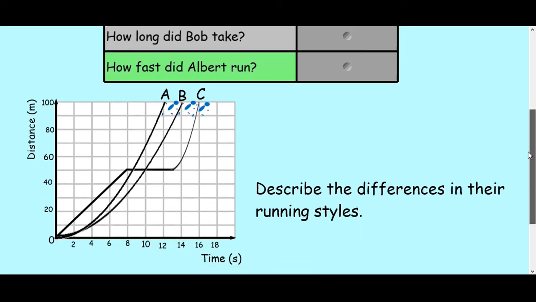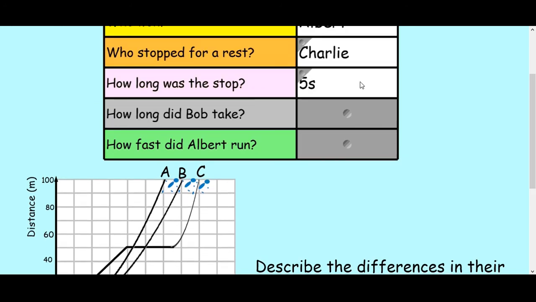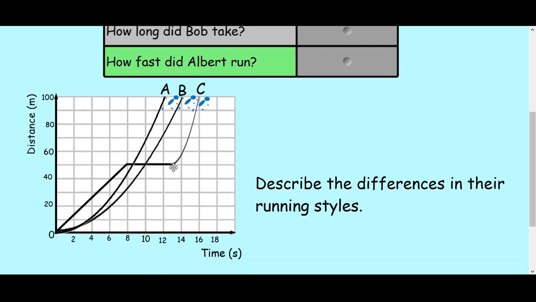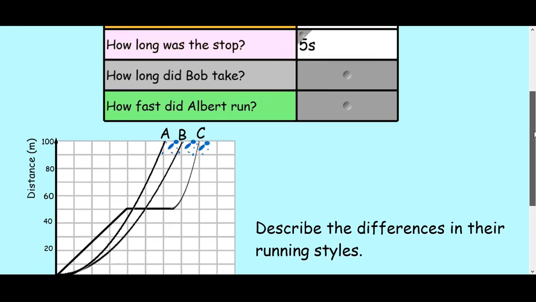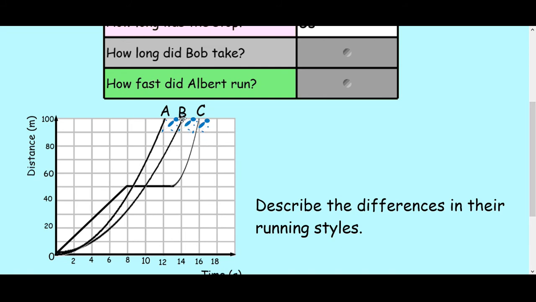How long did he stop for? Well, he stopped from 8 seconds to 12.5 seconds. That looks like 4.5 seconds he stopped for. Well, they're saying 5. I would probably say 4.5. It looks like 4.5 to me. How long did Bob take? Well, Bob, that's Bob there. So we look down. He took 14 seconds. How fast did Albert run? Well, he did 100 metres in 12 seconds. So if you do 100 divided by 12, you get 8.3 metres per second.